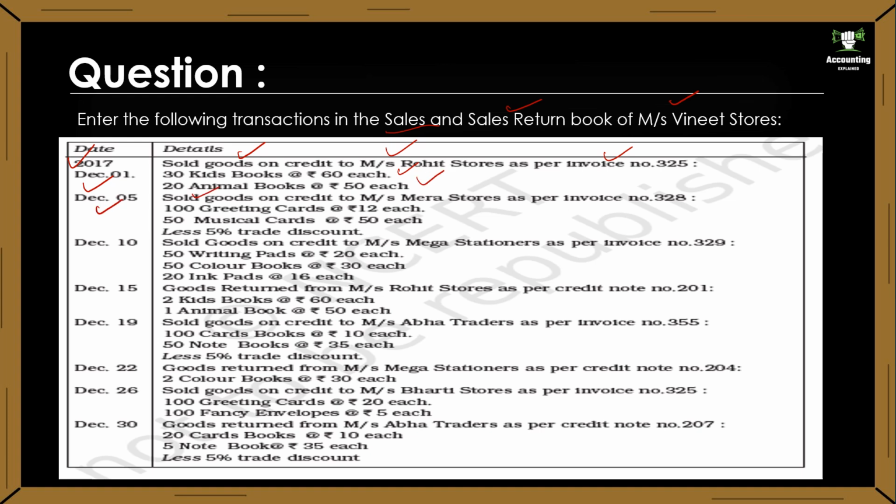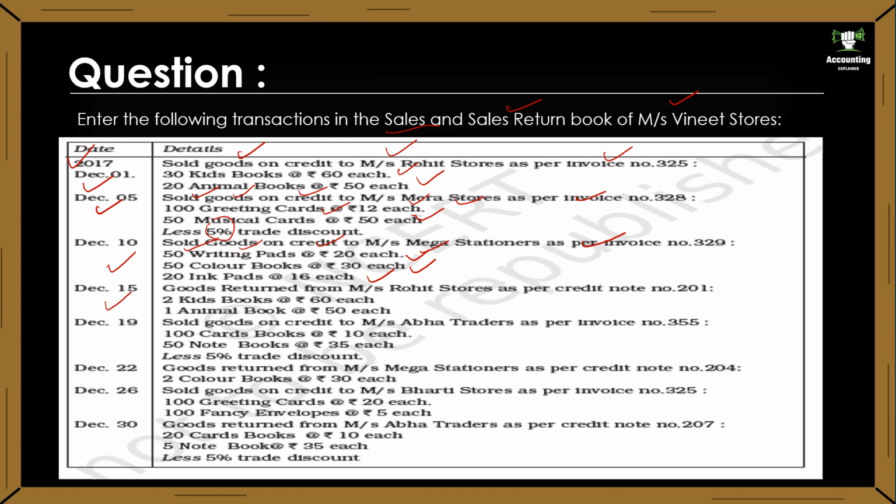December 5. Sold goods on credit to Messrs. Meera Stores as per invoice number 328. 100 greeting cards at Rs 12 each. 50 musical cards at Rs 50 each. Less 5% trade discount. December 10. Sold goods on credit to Messrs. Mega Stationeries as per invoice number 329. 50 writing pads at Rs 20 each. 50 color books at Rs 30 each. 20 ink pads at Rs 16 each.